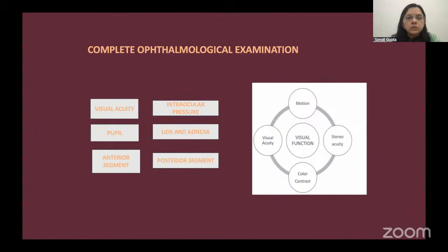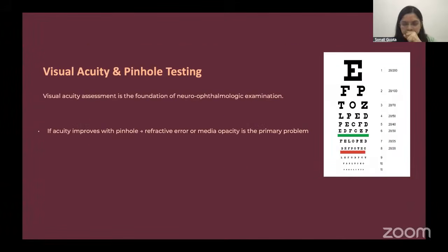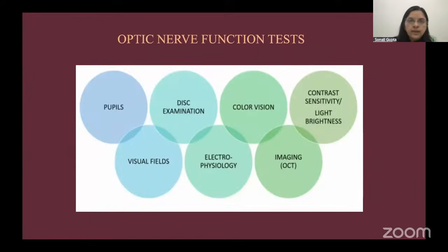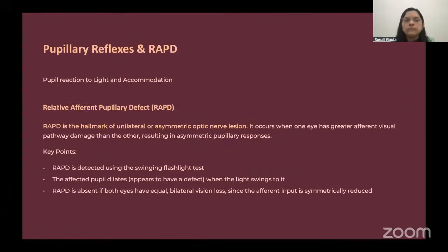Okay. So after doing the visual acuity, we also need to check the pupils and a comprehensive ophthalmological examination. So visual acuity and pinhole testing and the other optic nerve functions comprising of pupils, optic disc examination, color vision, contrast, visual fields and imaging form a complete part of the ophthalmological work.